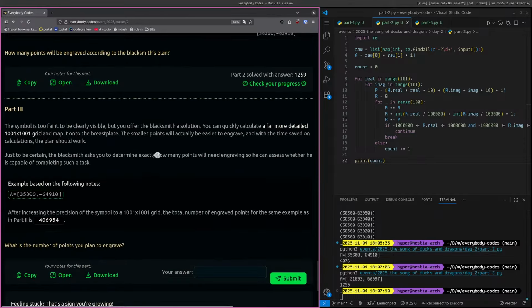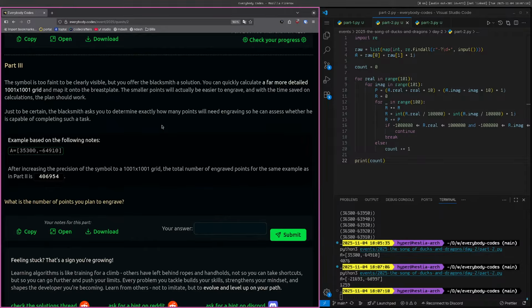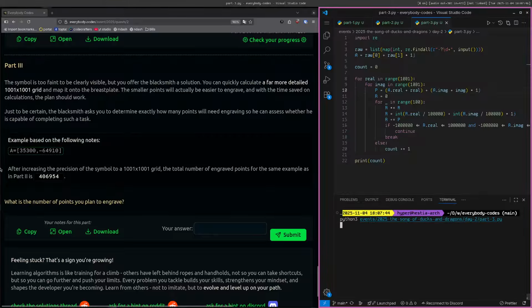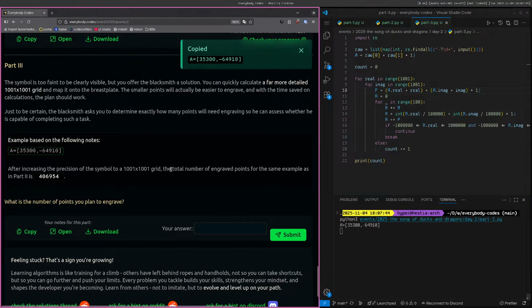Excellent. Okay. Last part, symbol is too faint to clearly be visible. We can calculate a far more detailed grid with... I see. So we're enhancing the precision by basically increasing the amount of... Okay. I saw that the first one was a bit slow, so I'm sure there's probably a better way of doing this, but during the contest it'll be faster to just brute force it anyway.